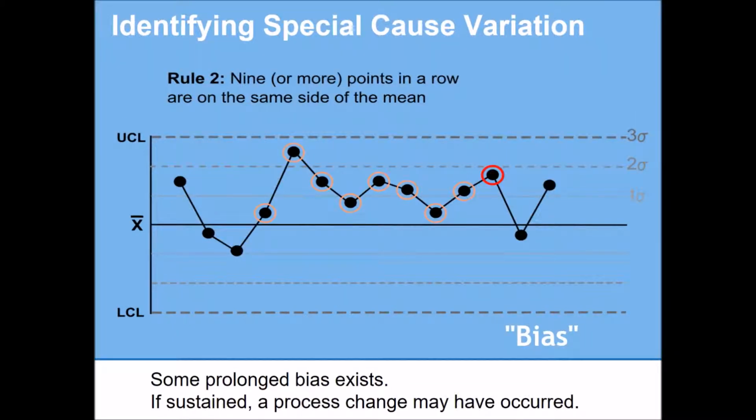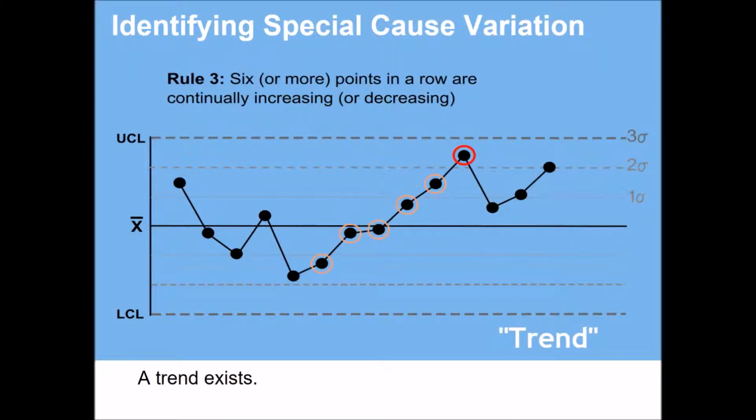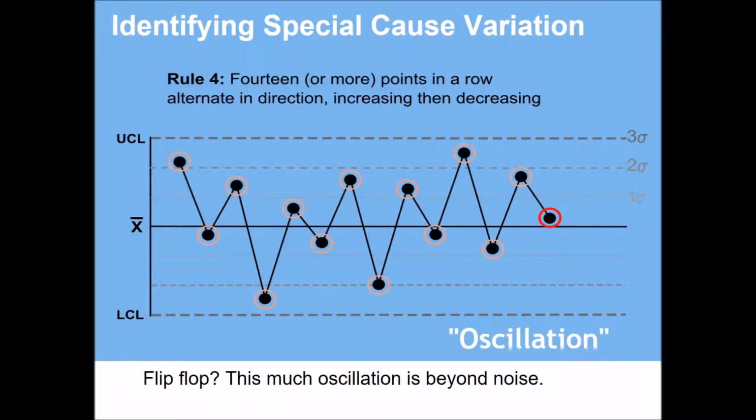The second rule we'll call bias. This is when 9 or more points in a row fall on the same side of the mean. This usually indicates that some prolonged source of bias existed in your process for this period of time. If this is sustained over a long period of time, it could mean that something about your process itself may have changed. The next rule we'll call trend. This is where 6 or more points in a row are continually increasing or decreasing. The fourth rule we'll call oscillation. This is when 14 or more points in a row alternate in direction, up, down, up, down, up, down. In other words, no more than 2 points in a row ever create a trend in a single direction. This regular oscillation, statistically, is unlikely to be due to chance alone.